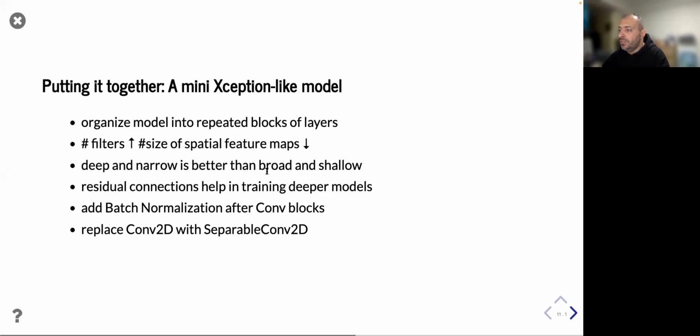Again, deep and narrow, better than broad and shallow. This is a mantra for this kind of network. Residual connections, we will use them because they help, and normalization, we will use this. And we will replace convolution with separable convolution 2D, but you can do exactly the same with convolution, it doesn't change anything.